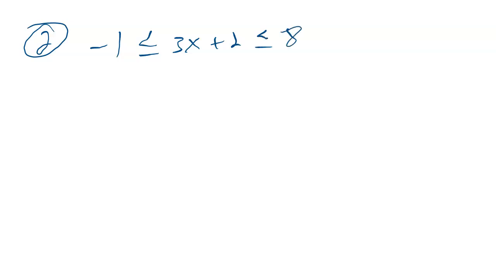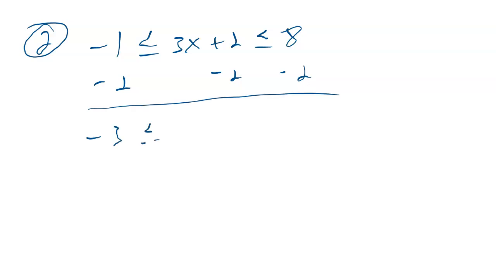Number 2, I think this one I'm just going to solve in the compound form, putting things together. Minus 2 from each side, minus 2, minus 2, minus 2. It's really two separate equations, but I'm solving it as one. Negative 3 is less than or equal to 3x, which is less than or equal to 6. Divide everything by 3. I get negative 1 is less than or equal to x, which is less than or equal to 2.